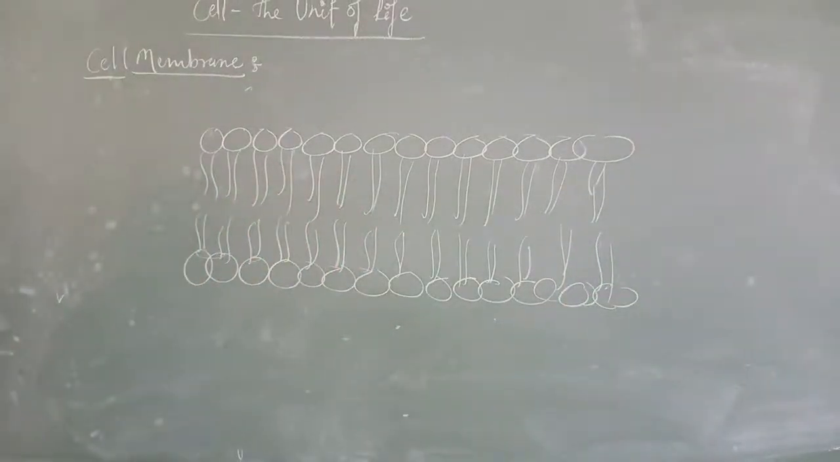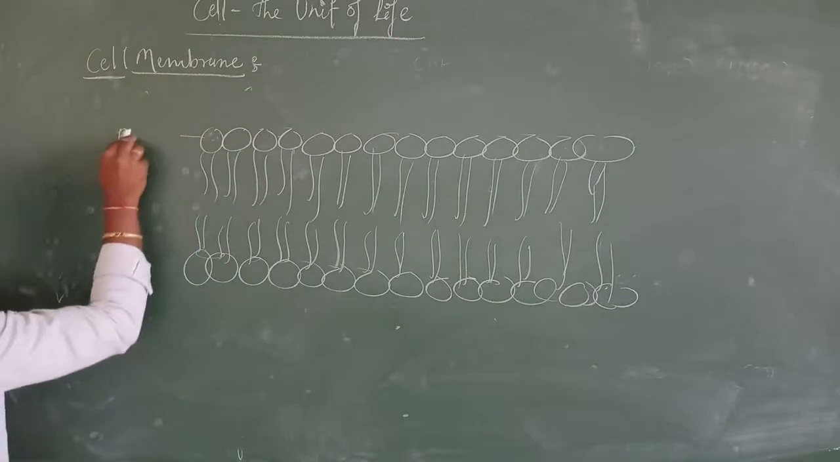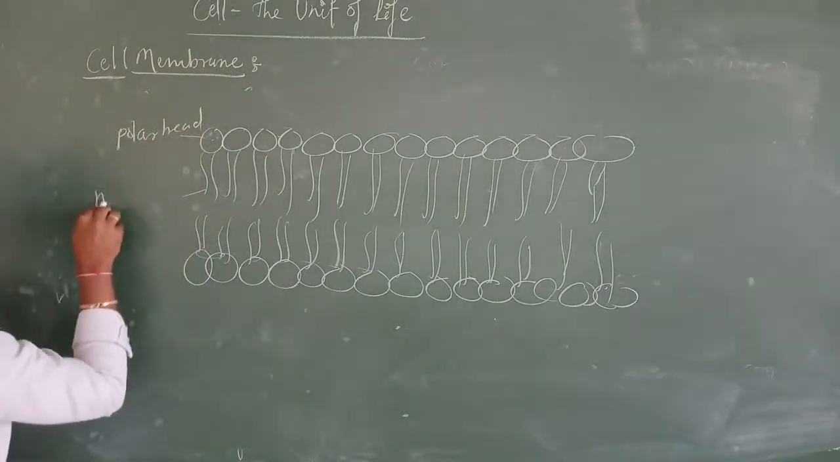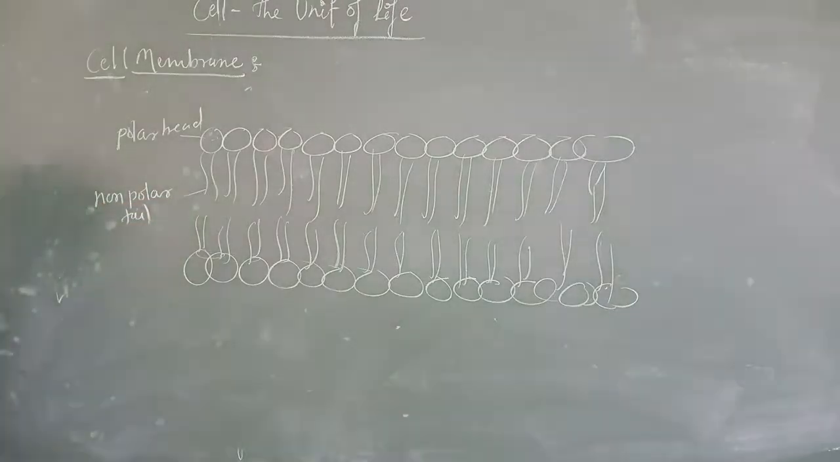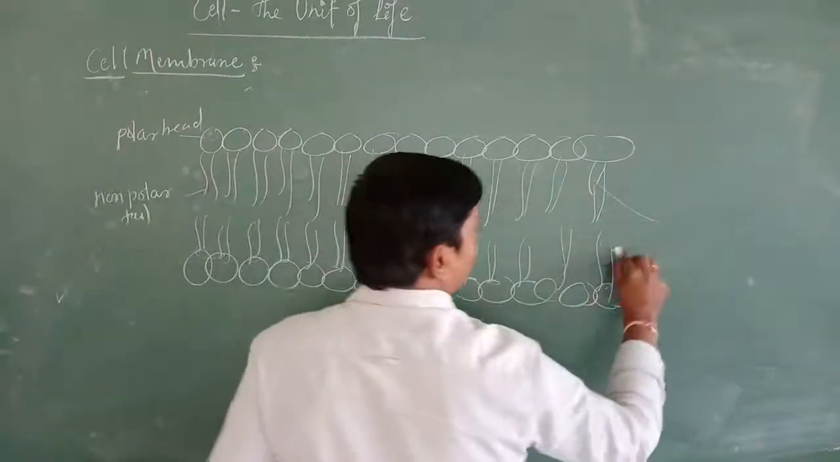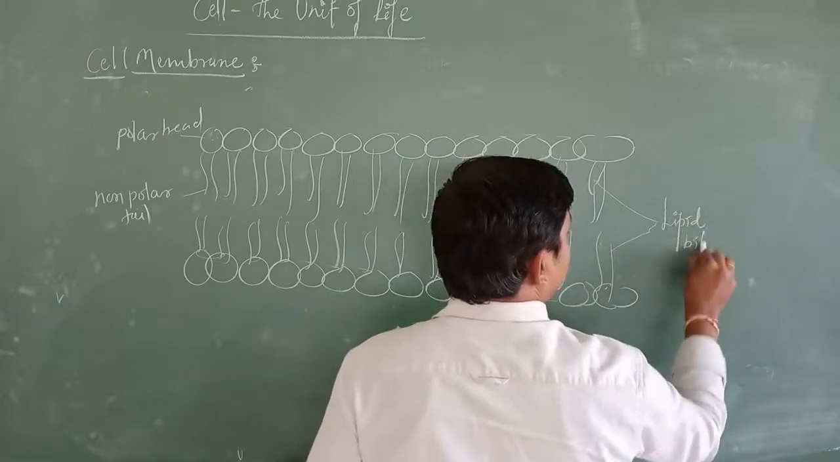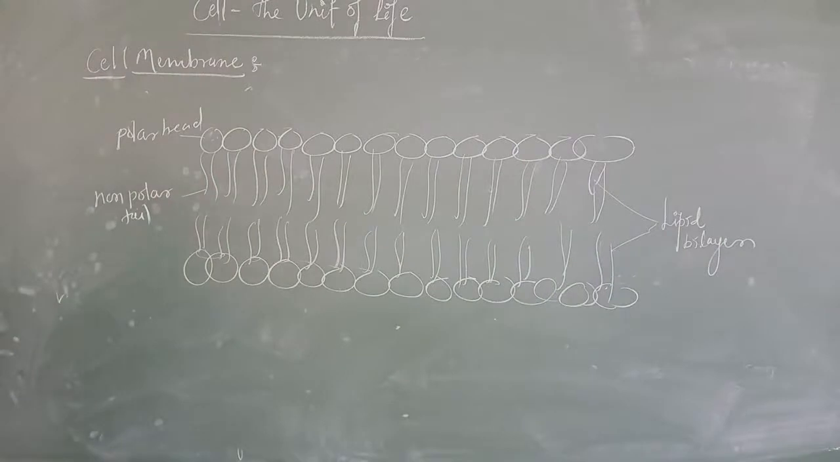Okay, likewise, let us draw the diagram. This is what we are going to call a lipid, with the polar head. These are the non-polar tails. This is about the non-polar tail, and this is what we used to call the lipid bilayer. That is the lipid bilayer.